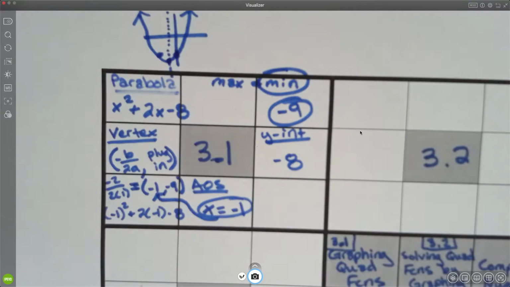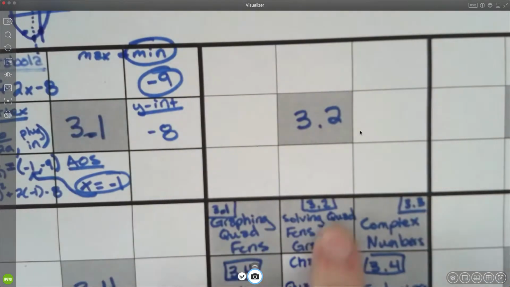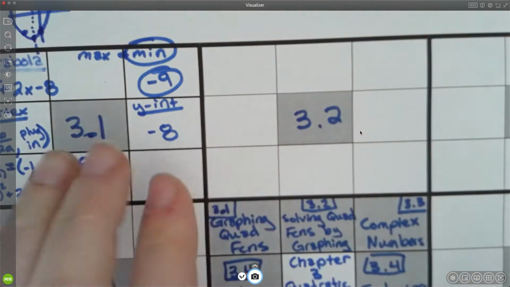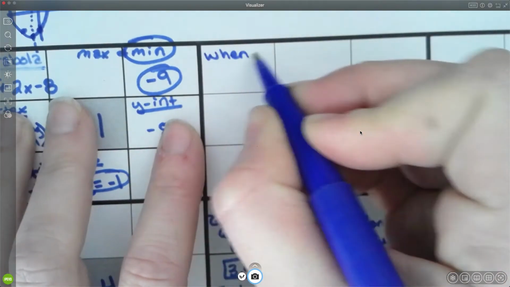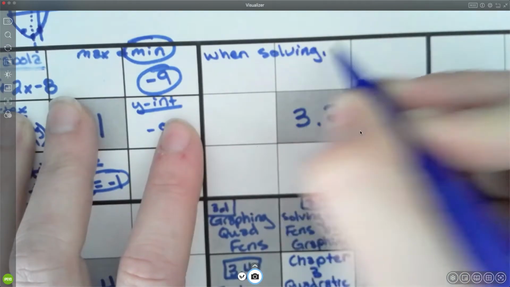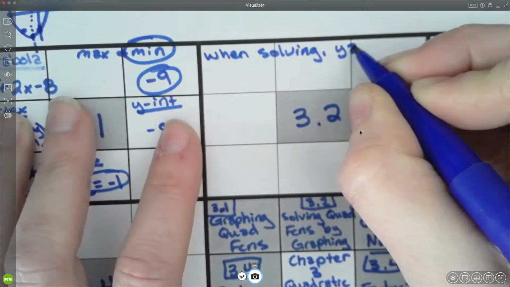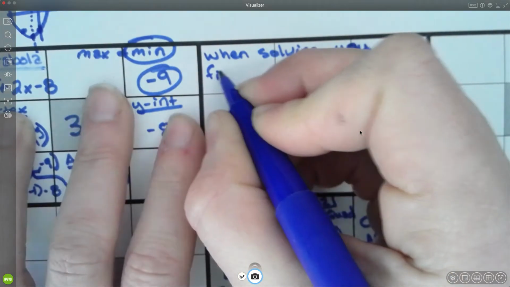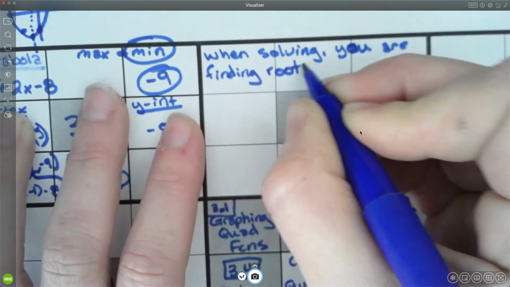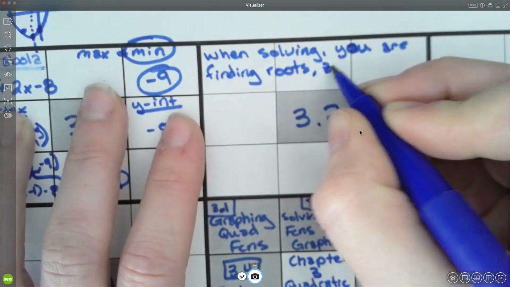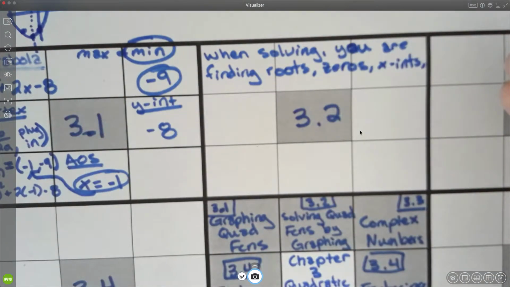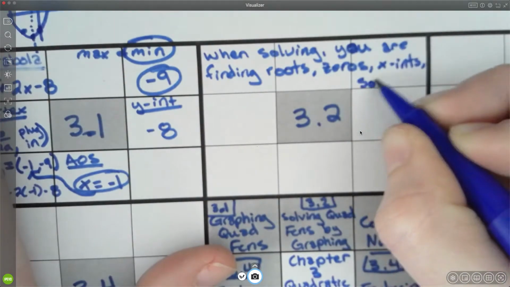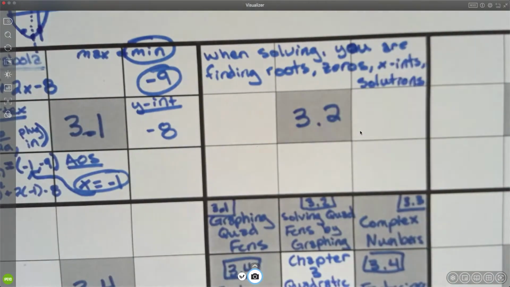All right, section 3.2 is solving quadratic functions by graphing. So we're using kind of the same stuff over in 3.1, and we're finding the solution. When solving, what are you finding? The roots. What else are they called? Zeros. X-intercepts. And what's the last name for him? Solutions. So if it asks for a solution, a root, a zero, or an x-intercept, they all mean the same thing.